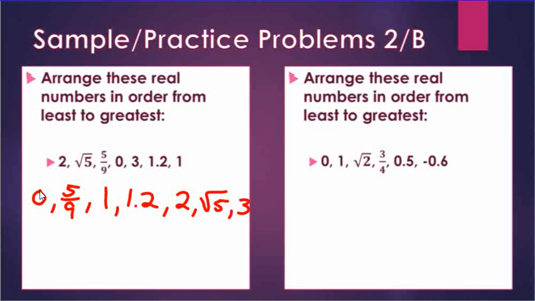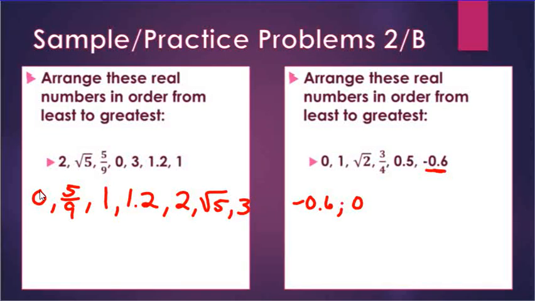Arrange these real numbers in order from least to greatest. I first check to see if I have any negatives, and I do have a negative, this number right here, so that's my smallest number, negative 0.6. Then we have 0, because no other negatives. And then we look at our positives. 3/4 is 0.75, so 3/4 is bigger than 0.5. So I know that has to go after 0.5.